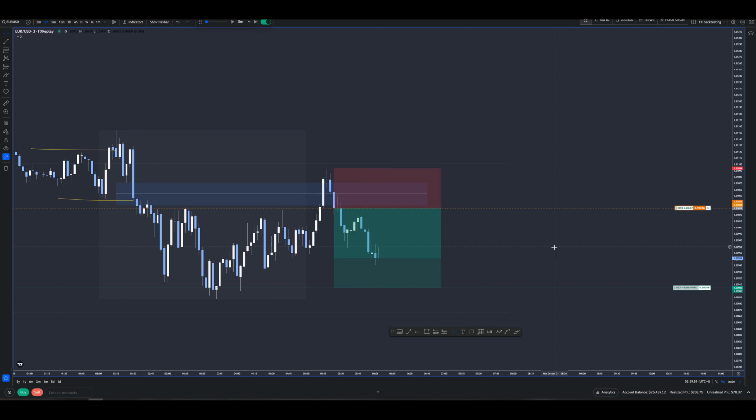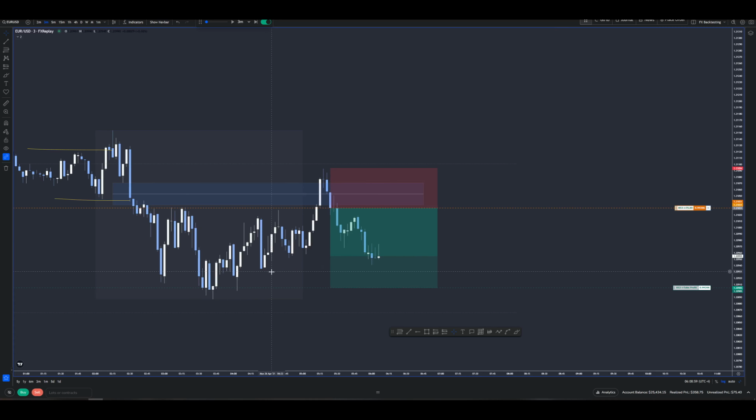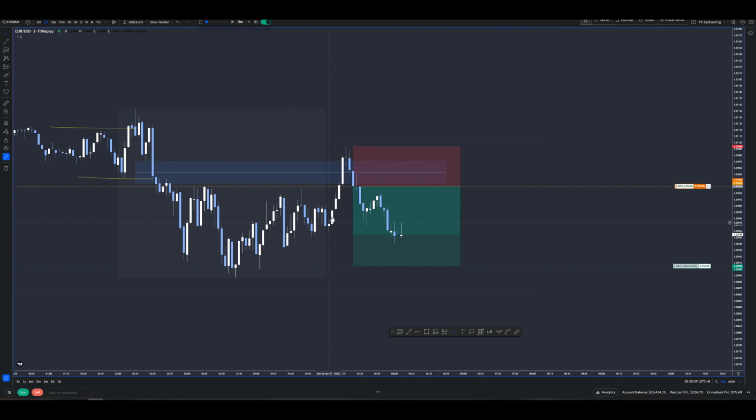Break even trade, and now it's taking out these lows. And so I don't know. I just always look for 3 drives. I don't know why. It's just something that I do.